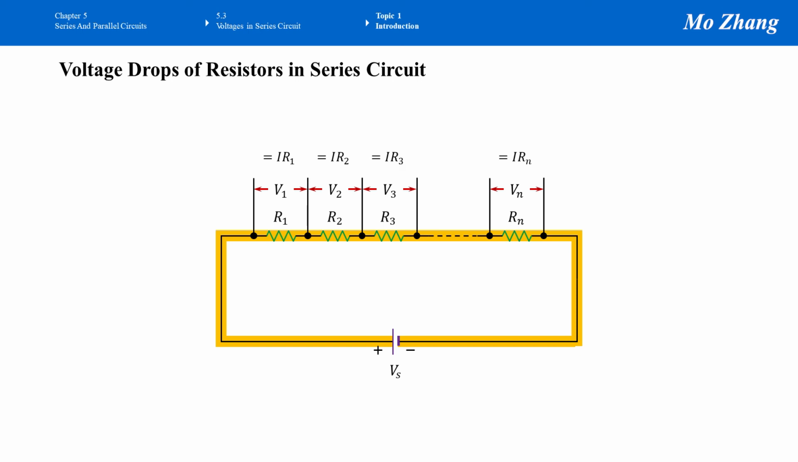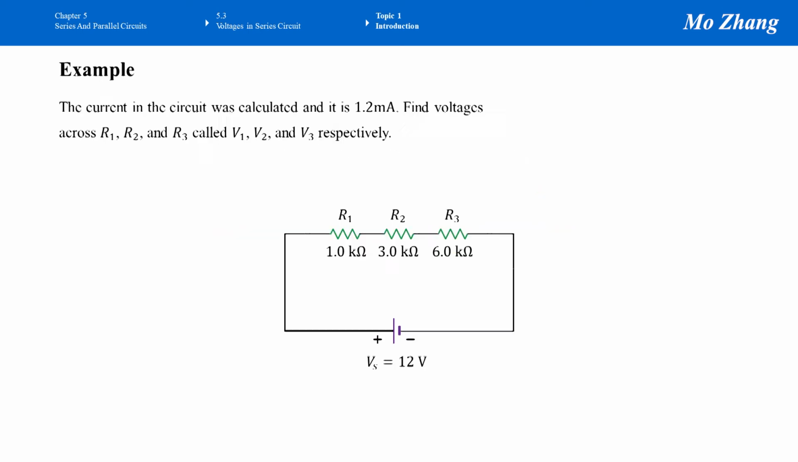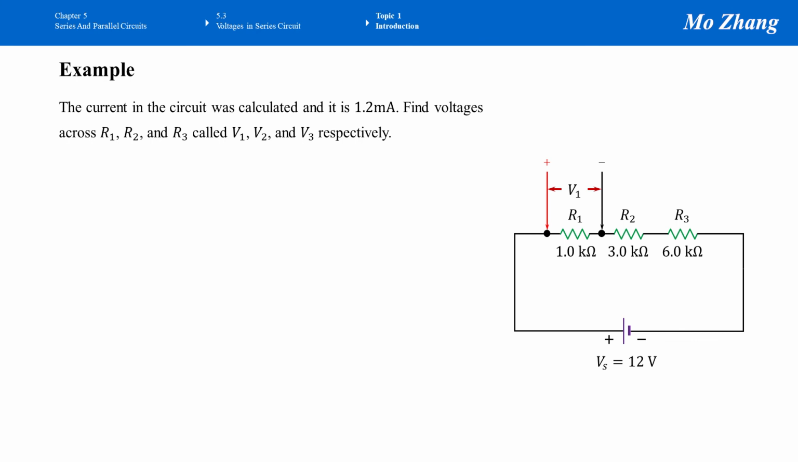So let's see how to apply this concept to find the voltage drop on a resistor. For example, let's look at this circuit. The circuit has three resistors, R1, R2, R3, connected in series. And there is one voltage source, Vs, equal to 12 volts. We want to know the voltage drop on every resistor. Let's find V1 first.